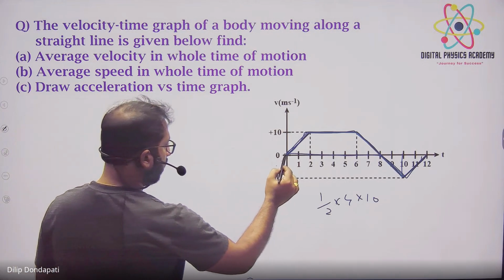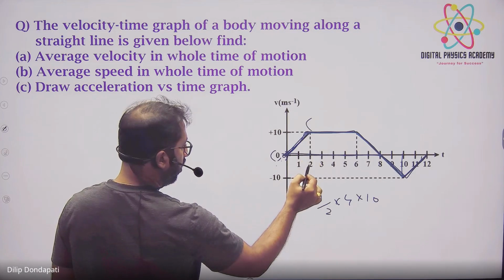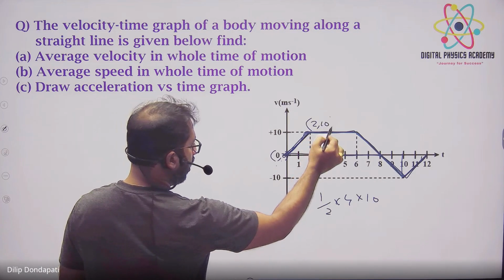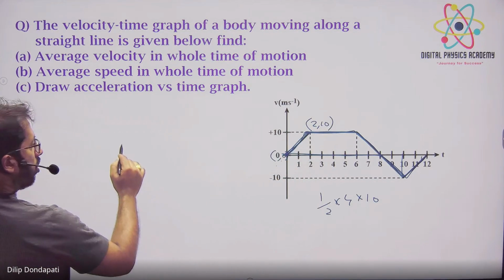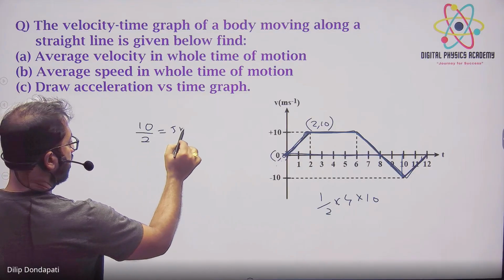What are the coordinates here? 0, 0. And here? 2, 10. Now find y2 minus y1 by x2 minus x1. 10 by 2, which is 5 meters per second square.